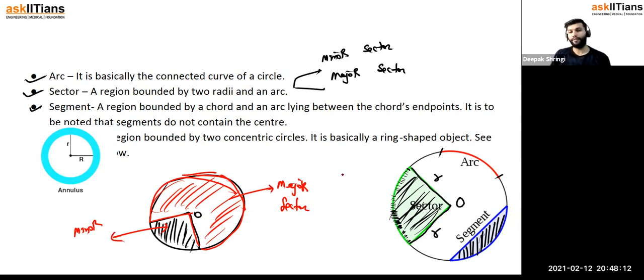In the same way, for segment also you have two segments. One is the minor and one is the major, right? So the smaller one is called the minor segment, and the bigger one is called the major segment. Got it now?